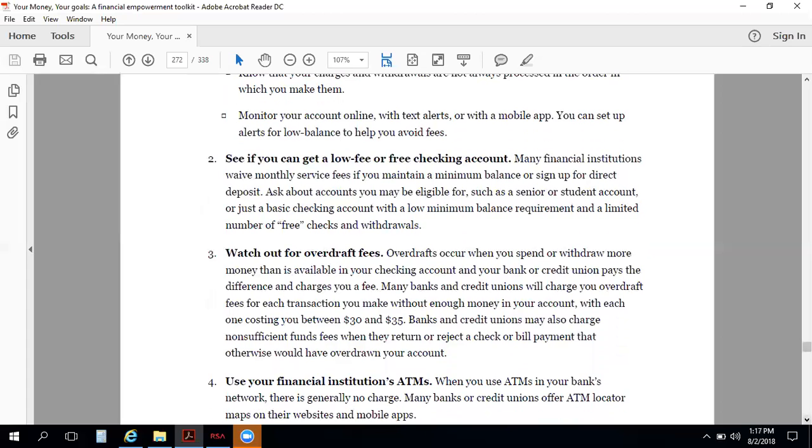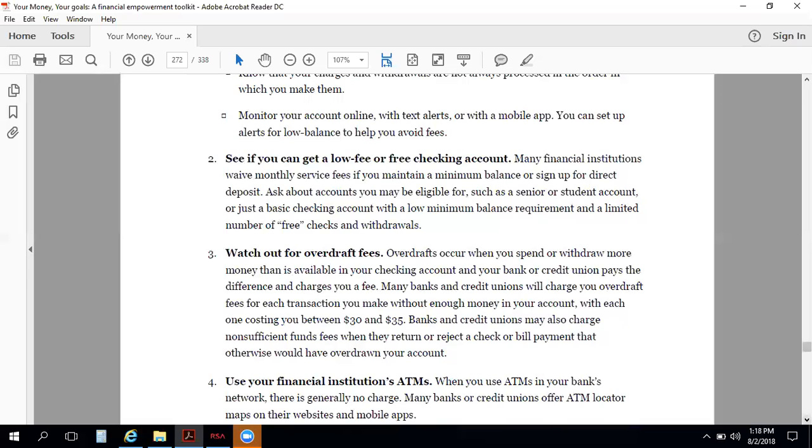Another thing that they need to do is watch out for overdraft fees. Obviously, pretty straightforward. Overdrafts occur when a client spends or withdraws more money than they have available in their checking account or credit union. And a lot of the time, they'll be charged a fee for that overdraft. So if a client has the ability to track their spending, maybe using some of the tools that were covered in previous modules, it would allow them to save money on some of these overdraft fees.